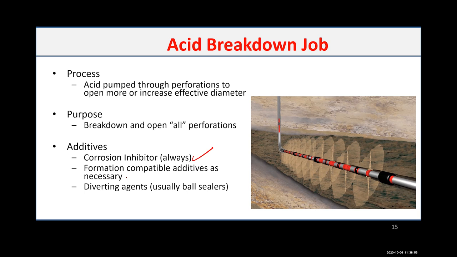So whatever additives you need to be sure there is no damage to the formation, you need to add there. Usually you are not targeting one perforation, you are targeting a group of perforations, and therefore you need some sort of diverter agent. If you are treating a certain part of the perforations, you need to be sure that you are treating the other parts. You need to divert from the one that was cleaned first to the one that will be cleaned later.